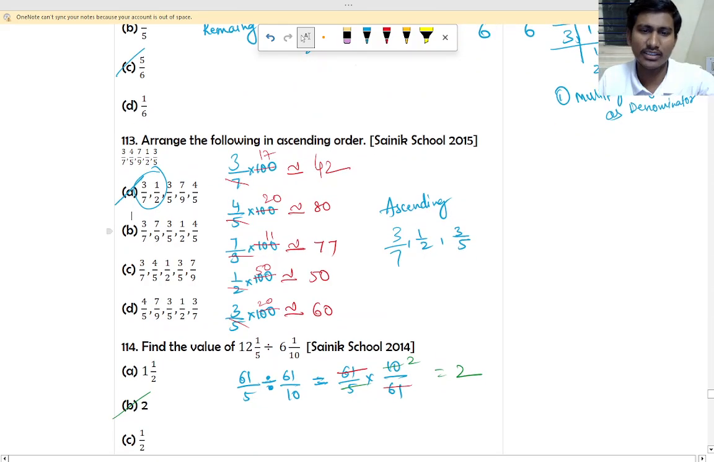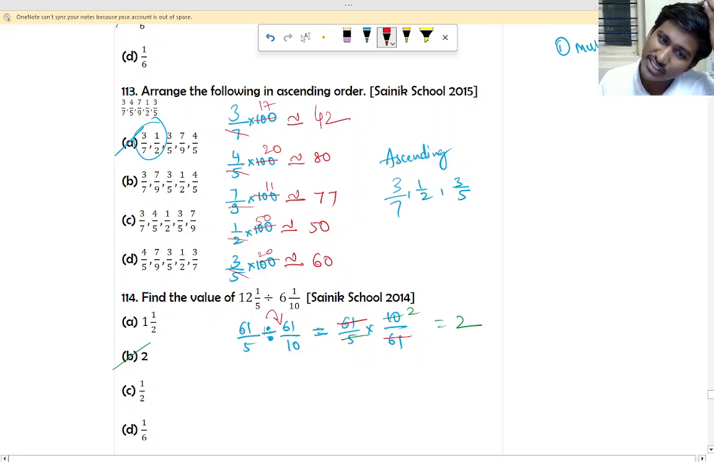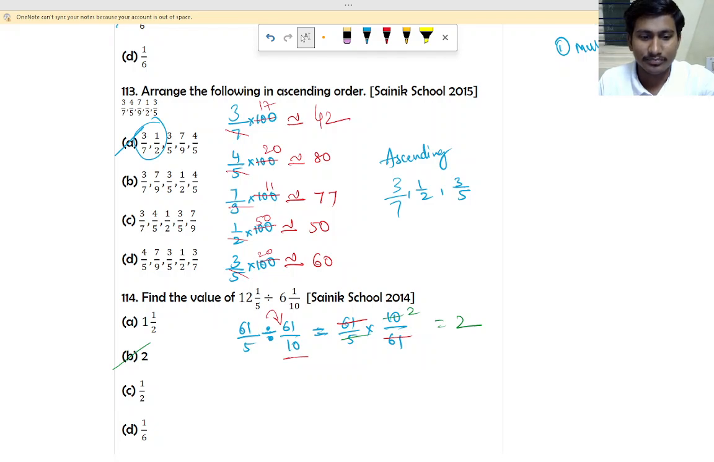Yes, we already have done this question. So see here what we have to do. In the division, we know we have to multiply with the reciprocal of the divisor. Here 12 1 by 5 means 5 12s are 60, 60 plus 1, 61 by 5. Here 6 1 by 10 means 10 6s are 60, 60 plus 1, 61 by 10. So here you will get 61 by 10.